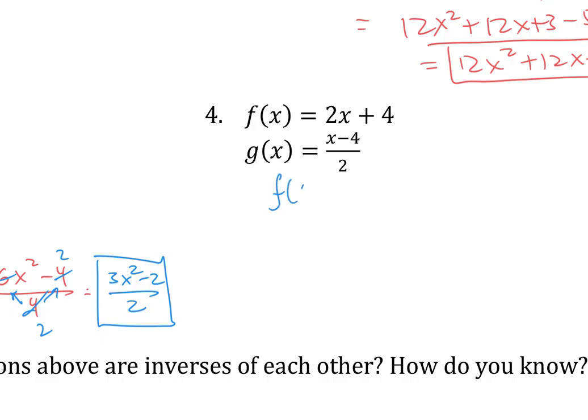One more, we have f of g of x. And so we take f, 2 times x plus 4, put a blank where the x is, and we're going to put this g inside of f.